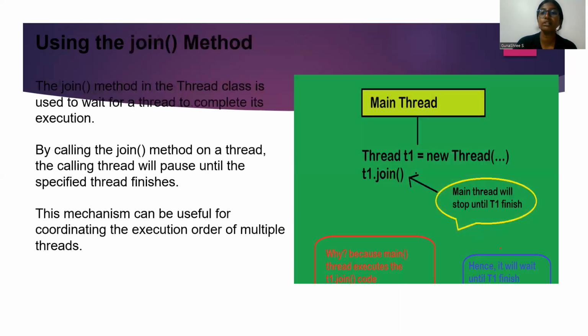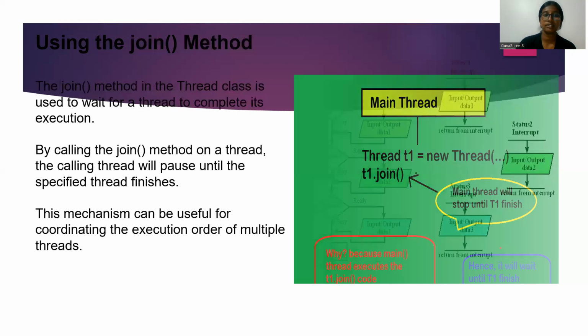Using the join method, how suspending, resuming, or stopping can be done. It is used to wait for a thread to complete its execution. Once we call the join method on a thread, the calling thread will pause until the specified thread finishes. This mechanism can be useful for coordinating the execution order of multiple threads.